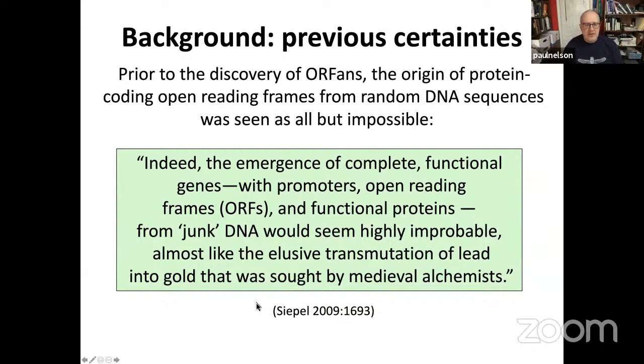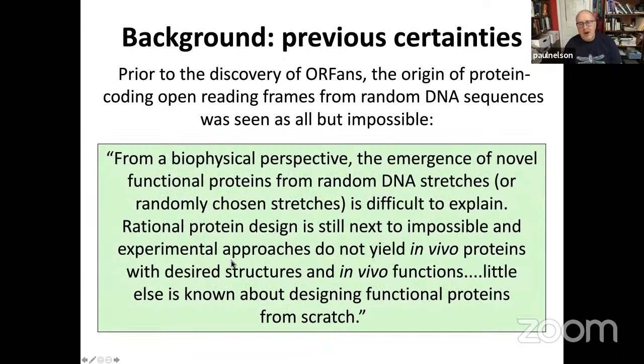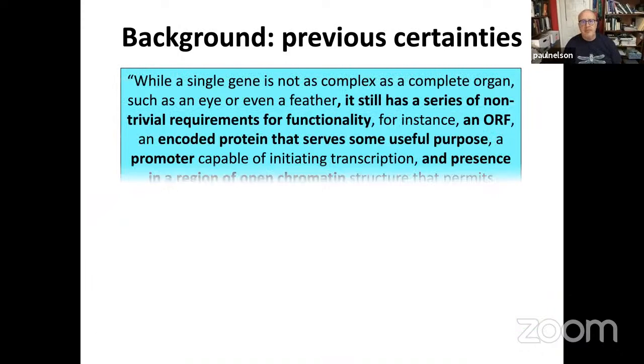So in this 2009 paper, the author says, it was looking to be like transmuting lead into gold, right? You would not be able to get functional genes with all their features directly from junk DNA for a variety of reasons, right? The origin of novel functional proteins from random DNA would have been, prior to orphans' discovery, viewed as effectively impossible.